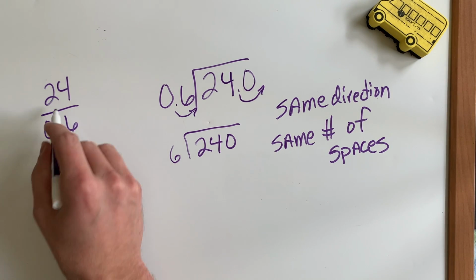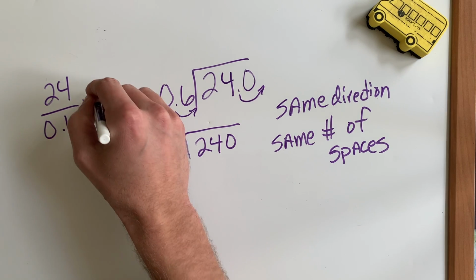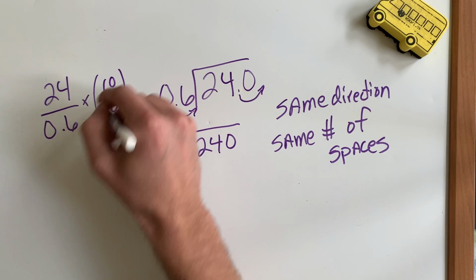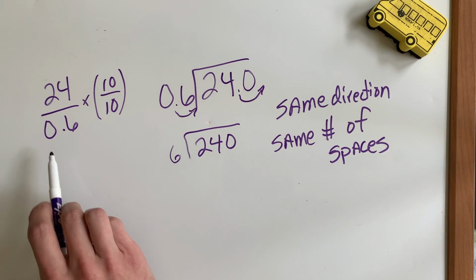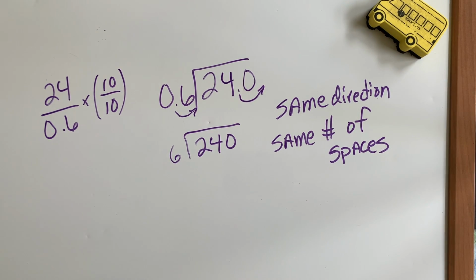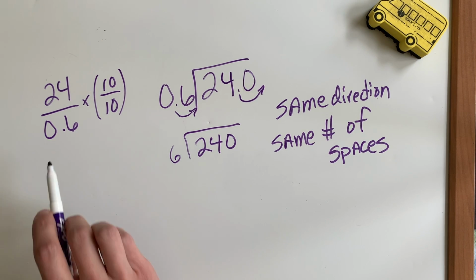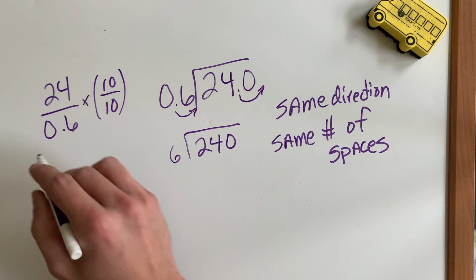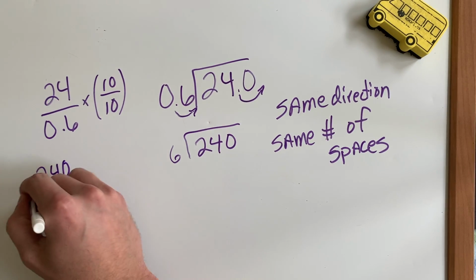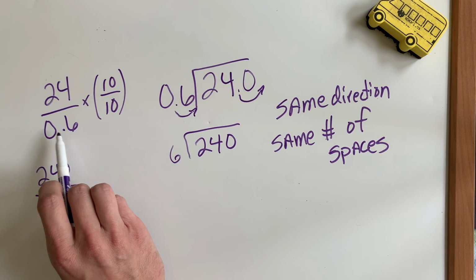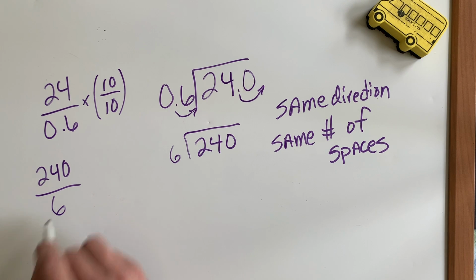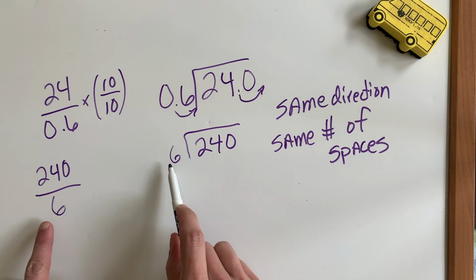Let's take a look at this problem as a fraction, and if you've seen my fraction videos, you'll recall that there is a term called a special one. You can take a fraction and multiply it by 1, and it doesn't change the answer. It does, however, change the form. So if I multiply the top, 24 times 10, I get 240. And on the bottom, 0.6 or 6/10 times 10 is 6. And that's what I have here.